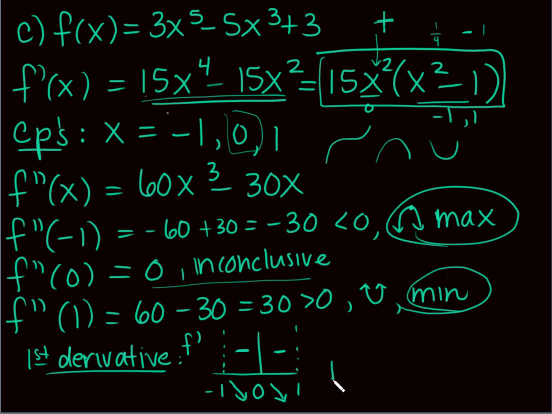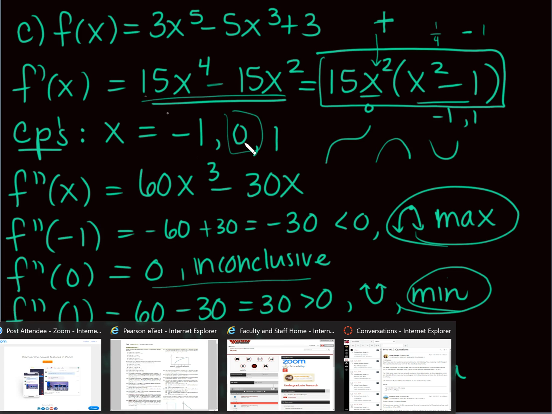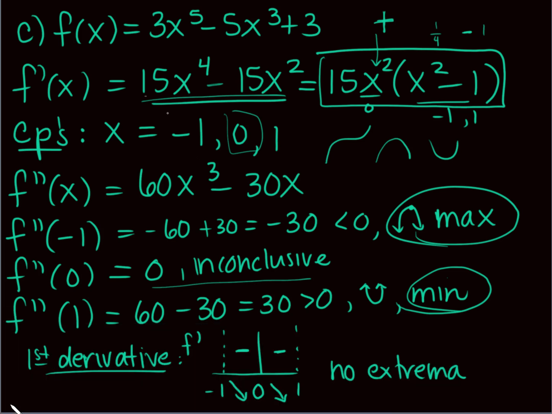So at 0, there's no extrema. Okay, there's no extrema at 0. And the first derivative test has verified that. You need to verify that. You need to tell me, how do you know that there's no extrema there?